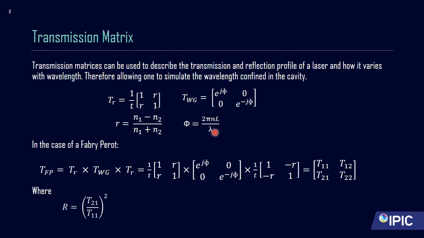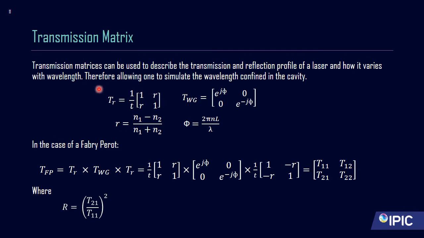A useful thing to simulate would be the reflection profile of a laser. So transmission matrices can be used to describe the transmission and reflection of a laser and how it varies with wavelength, therefore allowing one to simulate the wavelengths confined in the cavity. So there are two main types of transmission matrices.